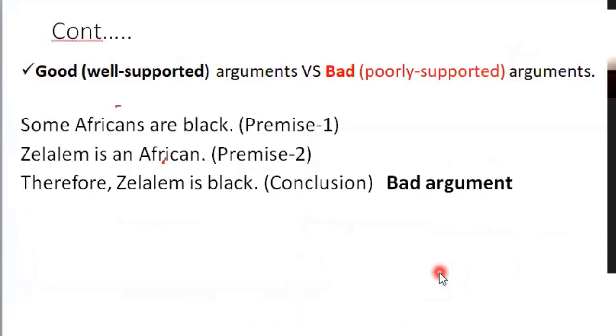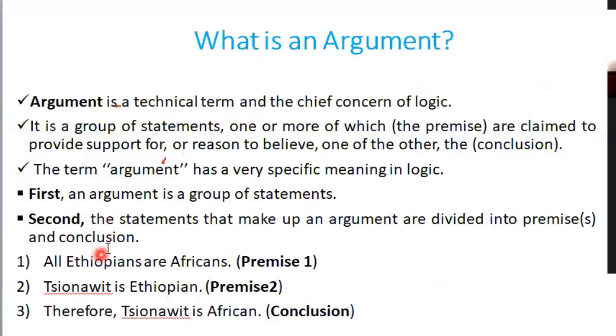This argument can be, as I have told you, good and well supported. At the same time, it can be a poorly supported argument. For example, in the first example, all Ethiopians are African, the first premise, and Sionoid is an Ethiopian, and therefore Sionoid is an African. It is a kind of argument which is well supported, because we have these two premises or claims that help us toward the conclusion or inference. Having these two premises, we can conclude that Sionoid is an African, because if all Ethiopians are African, and if Sionoid is an Ethiopian, certainly, or deductively, we can say that Sionoid is an African. It is a well-supported deductive argument.